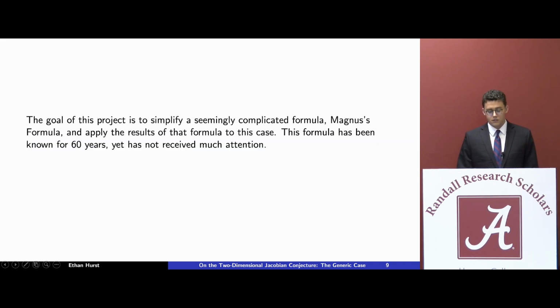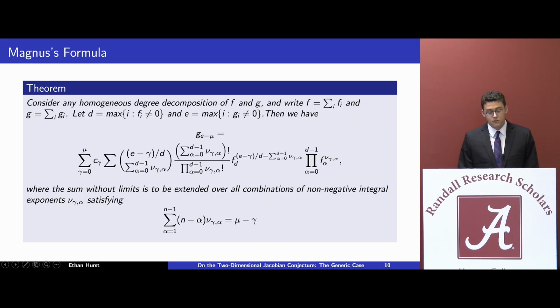So the goal of our project right now is to simplify a seemingly very complicated formula, which is known as Magnus's formula, and apply the results of that formula to this specific case. The formula has been known for about 60 years, but hasn't shown up much in the research afterwards and hasn't received much attention. So this is Magnus's formula. If we consider any homogeneous degree decomposition of f and g, and we write f as these degree decompositions, then we let d and e denote the maximum degrees of f and g respectively.